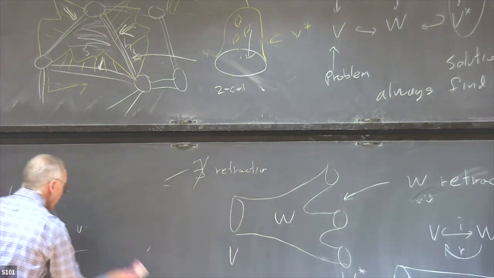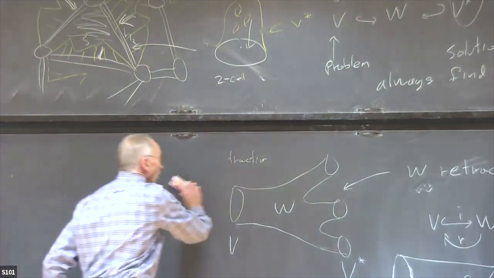Okay, now I want to explain what I'd actually like to do. I'd like to make V star semi-s-cobordism to V.